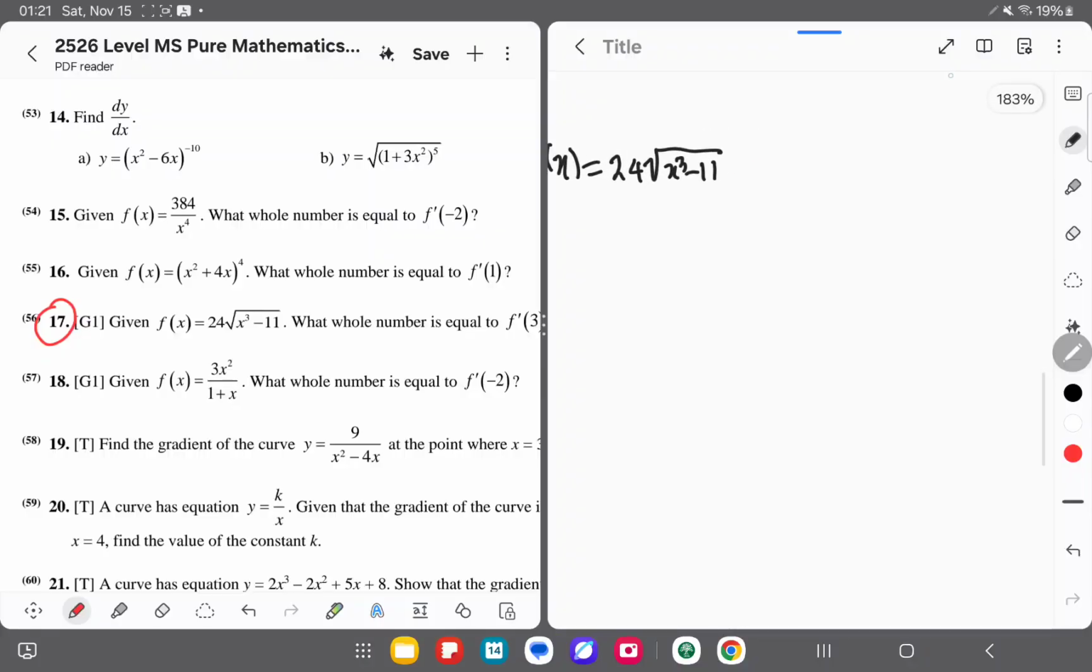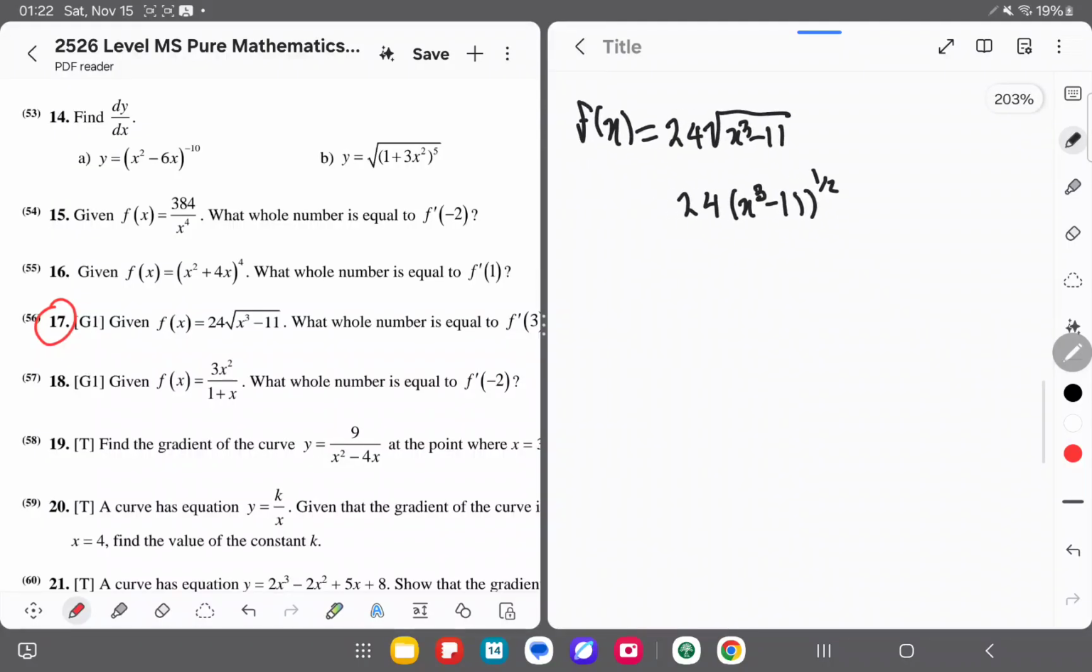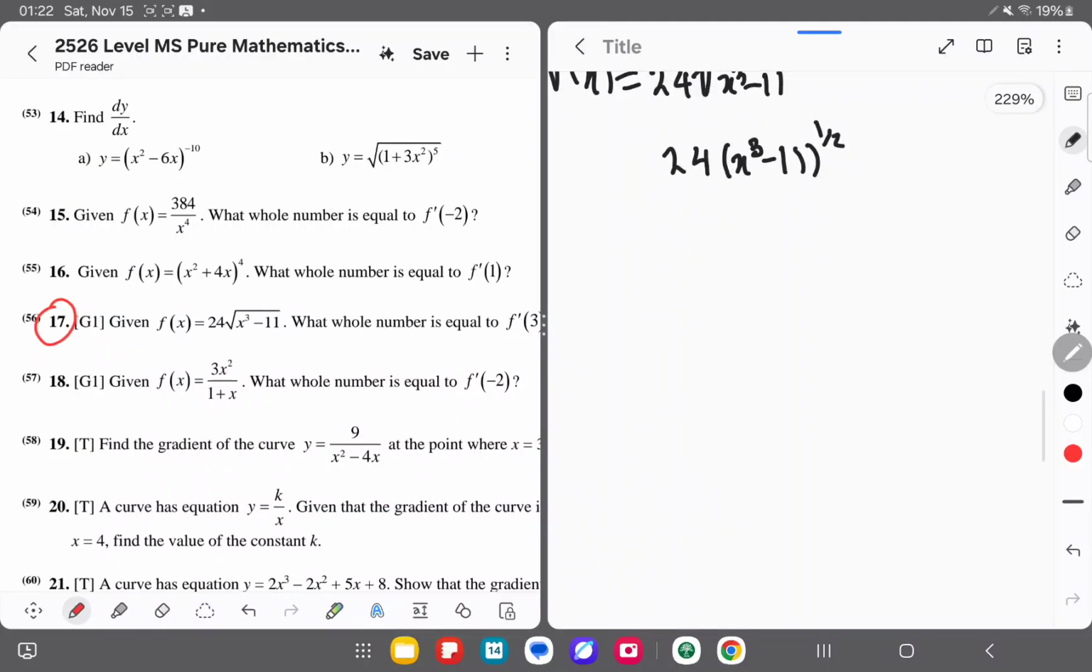Now I should remember that when there's a binomial controlled by an exponent that is not really a whole number, or is kind of greater than 1, in this case it's (x^3 minus 11) all to the power of half, what we have to do here is the chain rule, where we do the derivative.